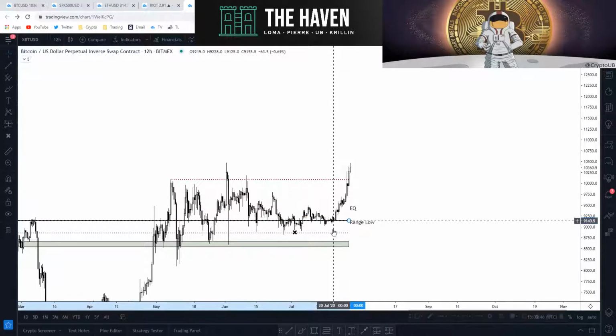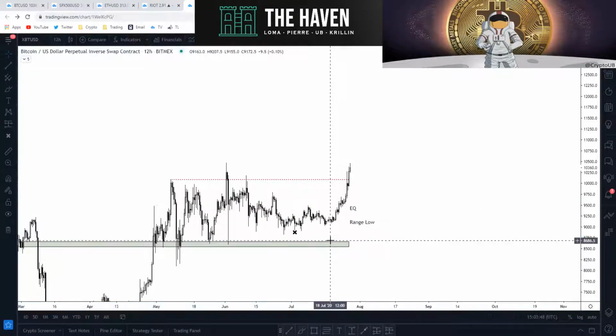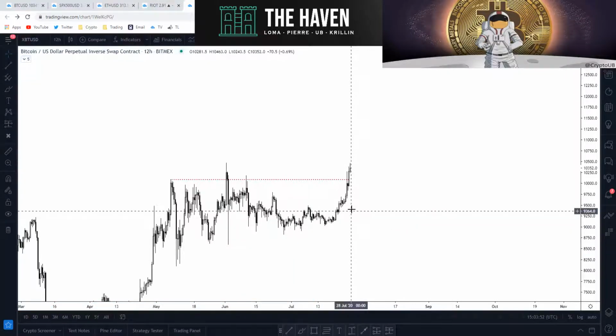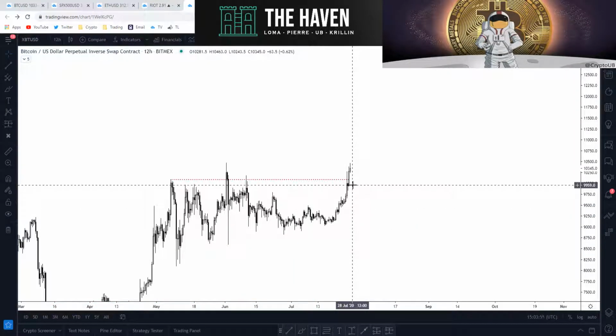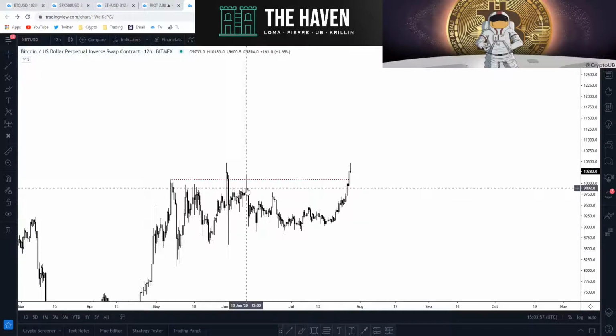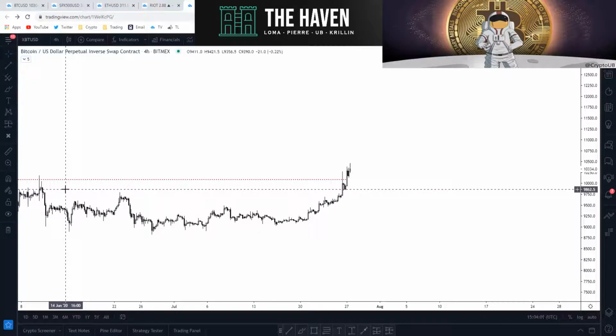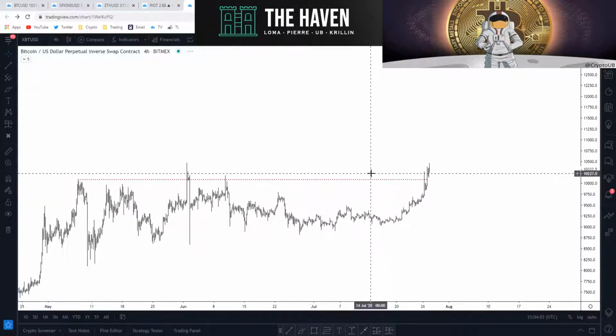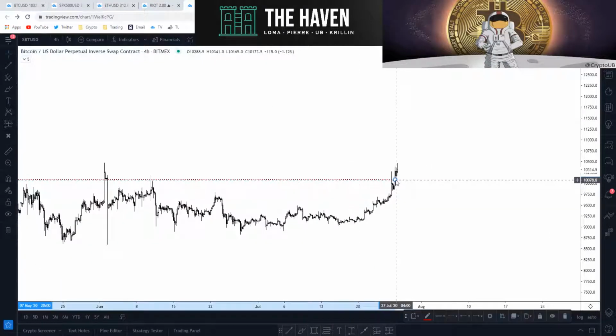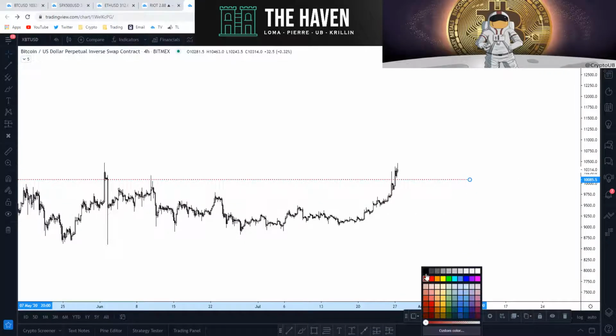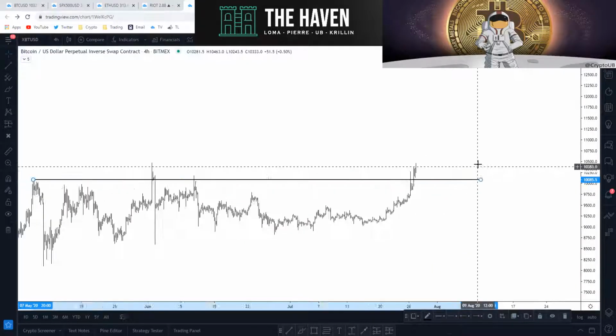That's usually what I do in these trading ranges. If the range high breaks, I use that in my next range as the range low, and the opposite for the range low. If the range low breaks, I'll use that for my next range high. So here's my range high, or range low, I'm sorry, my old range high. Here's going to be my new range low.